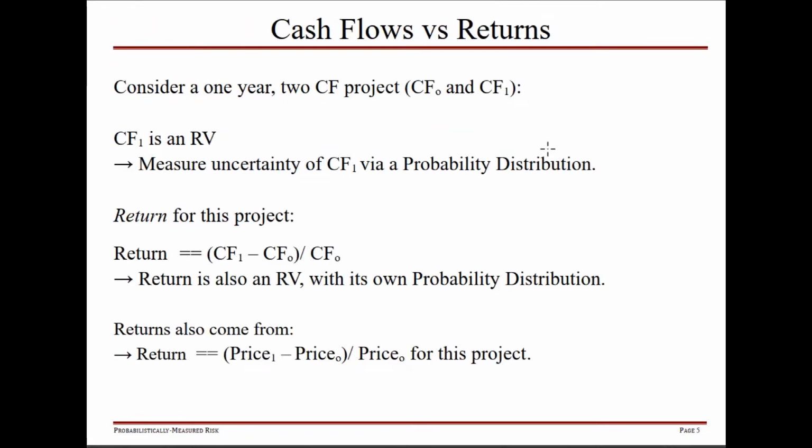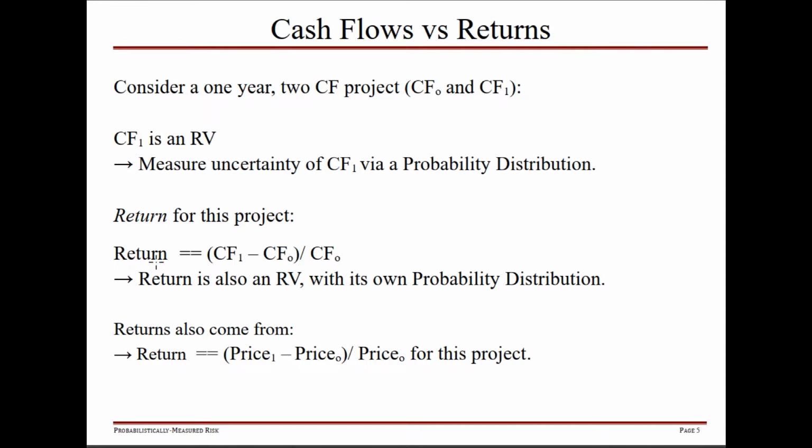So we need to think a little bit about cash flows versus returns here. And if we're looking at any project with future cash flows, so let's say we have a cash flow here at t equals 0 and a future cash flow here at time t equals 1. Cash flow 1 is clearly a random variable. It's out in the future. It hasn't happened yet. It may or may not happen in part or in full. So we're going to measure that with a probability distribution, Bernoulli or normal or otherwise.